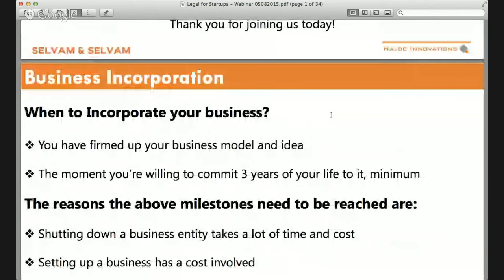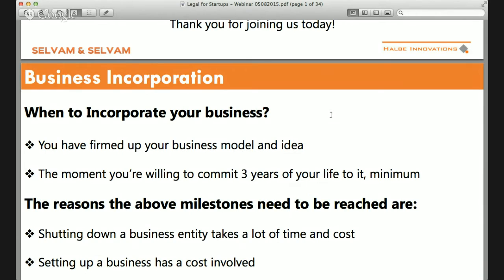Incorporating your business is somewhat similar to giving birth to your business. It's a very important milestone in any startup entrepreneur's life, not only for psychological reasons, but actually for legal reasons as well. So it is something that ought not to be taken very lightly. It ought to be given the amount of seriousness that it deserves. So when to incorporate your business? That is a classic question that I get asked by people.